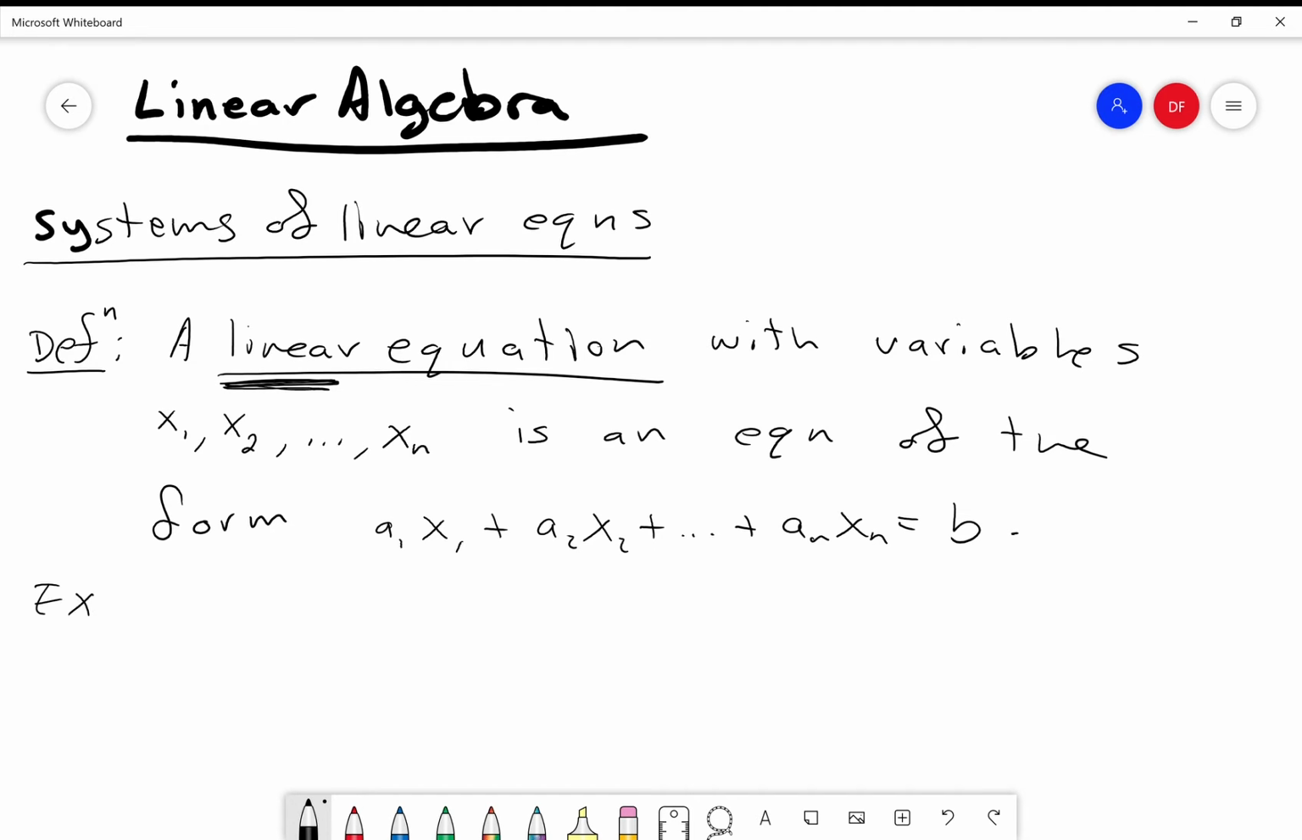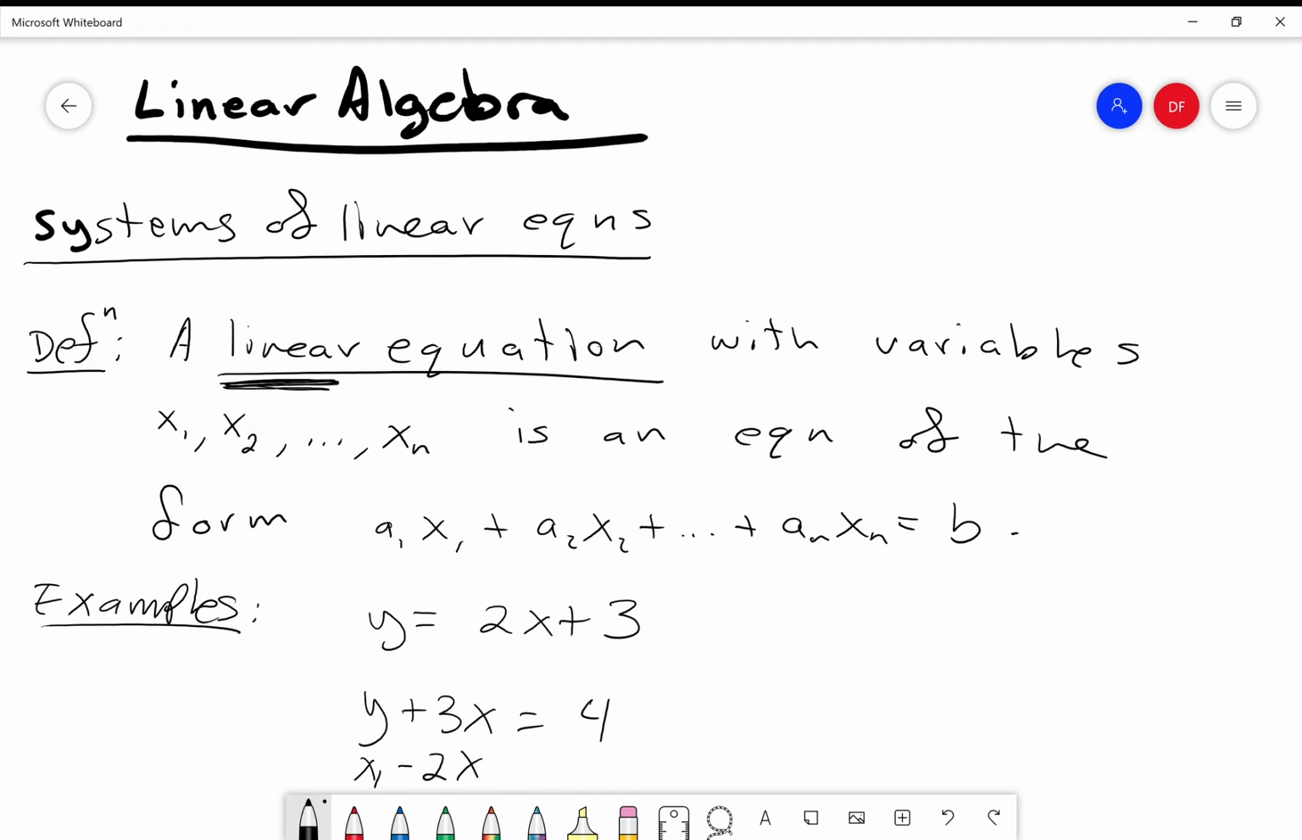So examples include y equals 2x plus 3, y plus 3x equals 4. These are examples. Or if I have, let's say, x1 minus 2x2 equals 3, these are linear equations. Okay? Now, why is this one a linear equation?